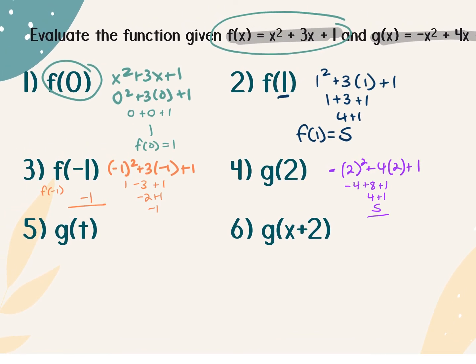Now 5 says g of t. So in place of the x goes the t. It would be negative t squared plus 4 times t plus 1. We are not solving these. These are not equals 0. So you don't have to use the quadratic formula on that. That's as far as you can go. So even if it was factorable, I would leave it like that.